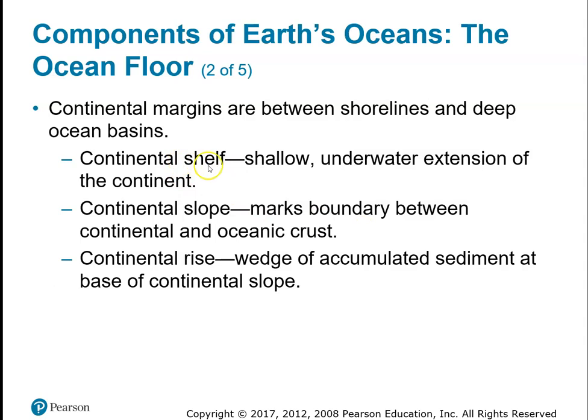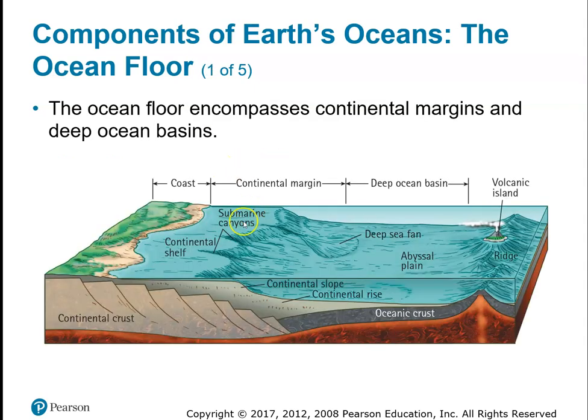All right, so let's go into this in a little bit more detail. The continental margin is between the shore and the deep ocean basins. So again, it's composed of these three parts. The continental shelf, which is just a gentle slope, as I just said. It's better to just look at the picture right here. It's gently sloping down.